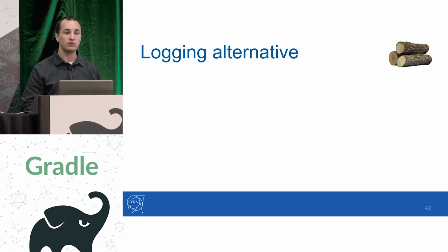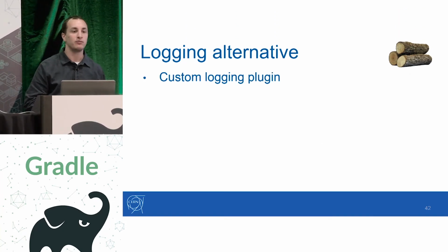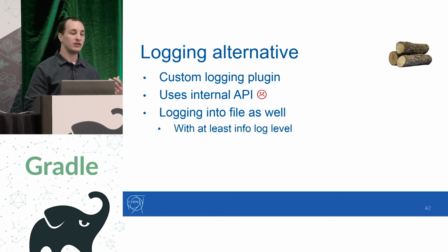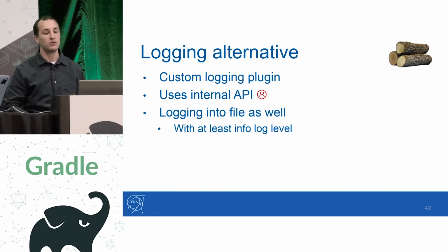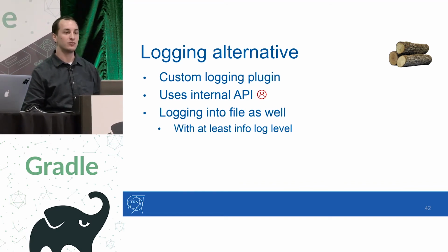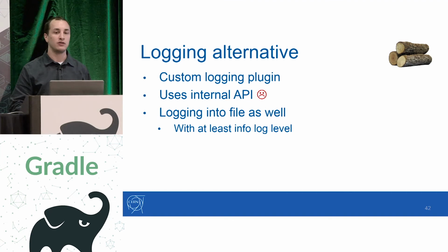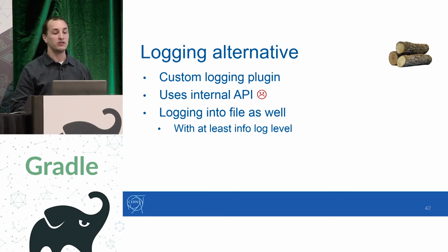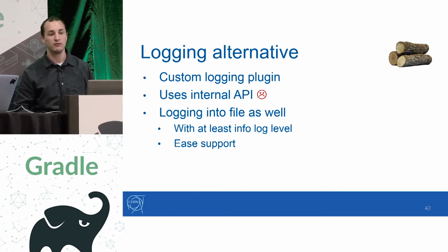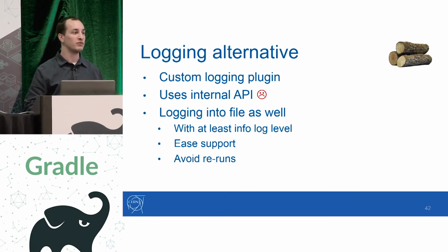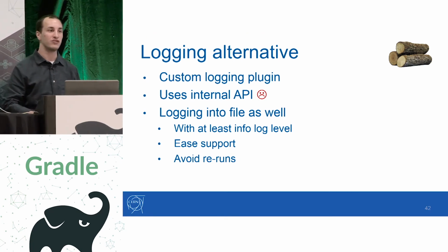Okay, so we found an alternative. We wrote a custom logging plugin, which unfortunately has to use the internal API, but it does provide the facility of logging into files as well, with a different logging level than to the console. It improves the user experience, because the users only see the quiet or lifecycle log level, so they get very concise, nice output. On the other hand, the log file is written, so in case of a support request, they can just send along the info log file straight away, and they don't have to rerun the build, which avoids the problem of trying to reproduce a transient problem.